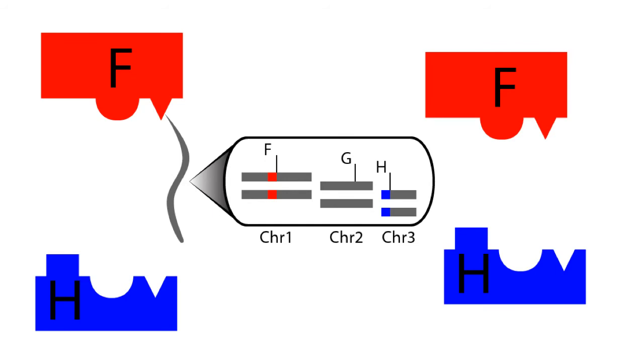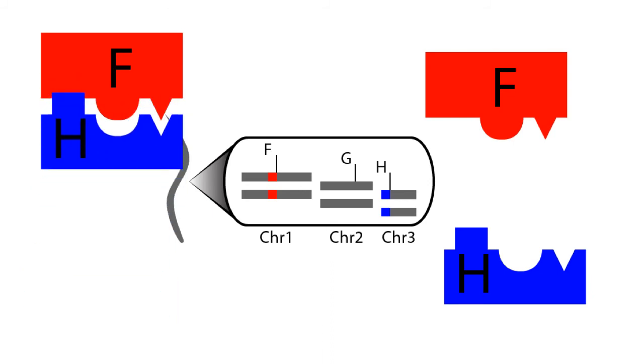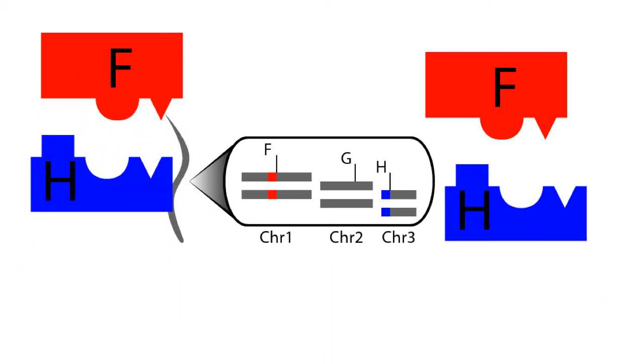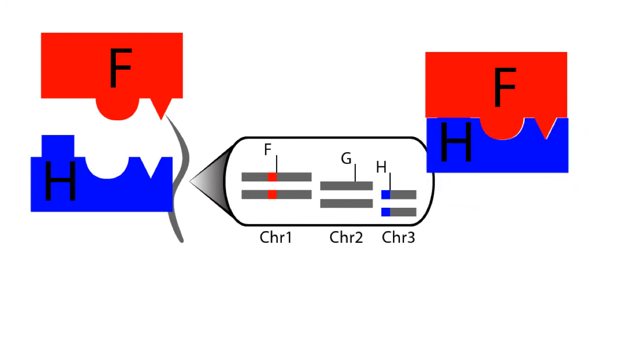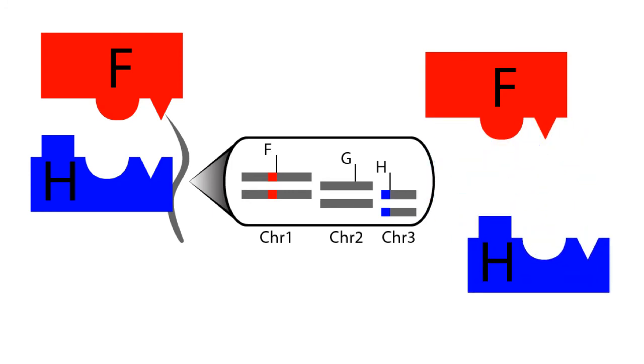If instead we found an individual with this genotype, 2 red F and 2 blue H, then we would imagine that they would not be healthy. They might have died at an early age because those protein interactions that are essential to produce cellular energy cannot occur.